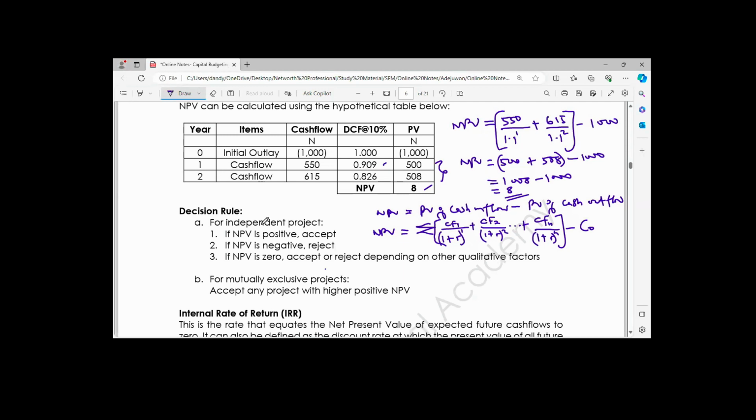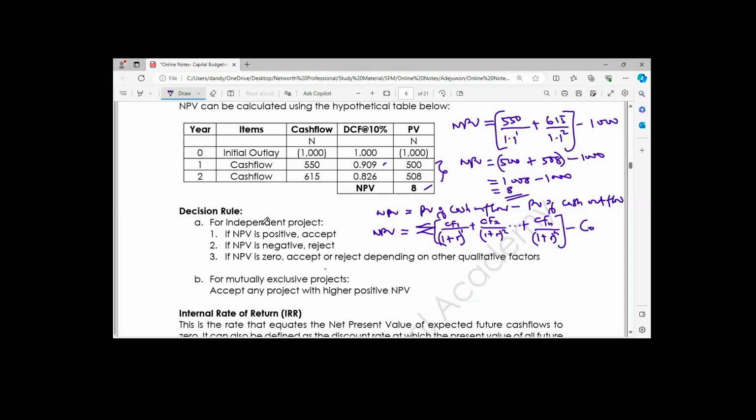An independent project is a standalone project that may be accepted or rejected based on its own merits. What this means is that if the project is financially viable, if the project has a positive NPV, the project could be accepted. That's an independent project. It's only one project, it's a standalone. If the project has a positive NPV, we accept it. But if negative NPV, we reject it.